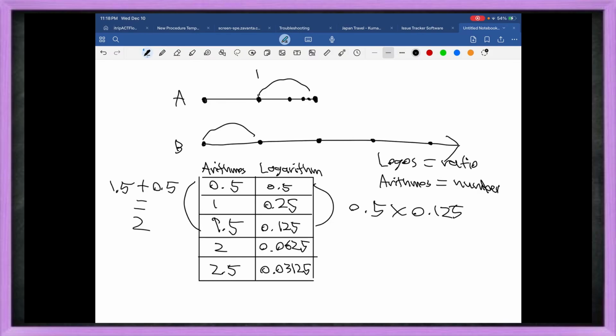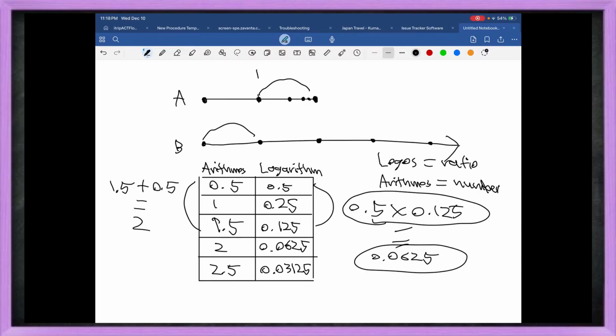2 is 0.0625. So the result, the product of 0.5 times 0.125 should be 0.0625. And if we multiply 0.5 by 0.125, you'll notice that the result is correct. The product is correct.